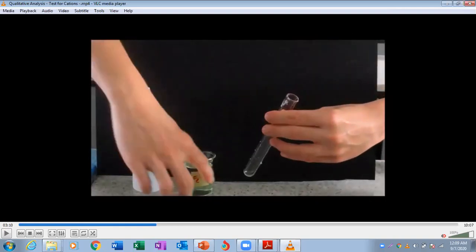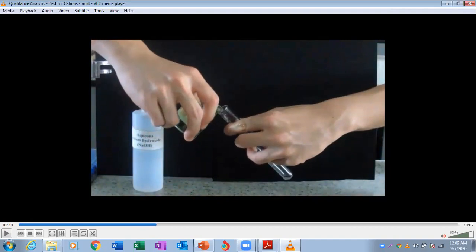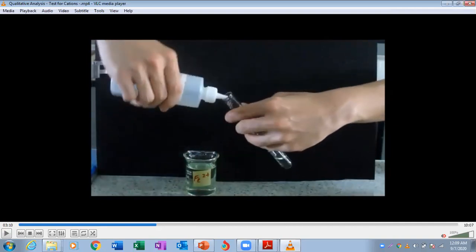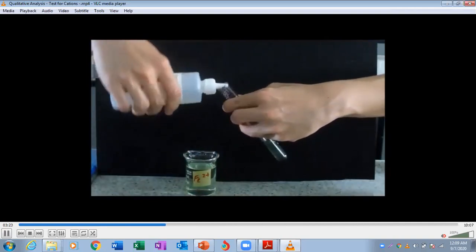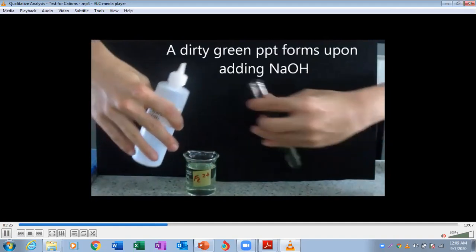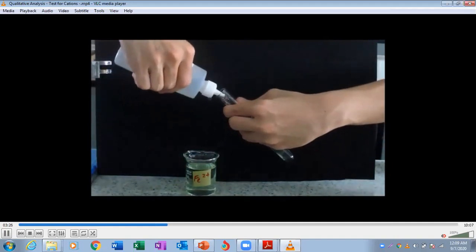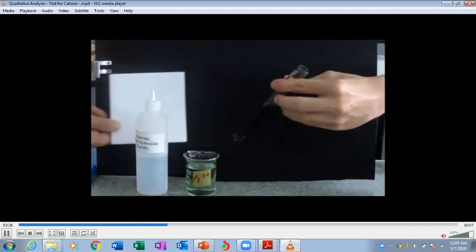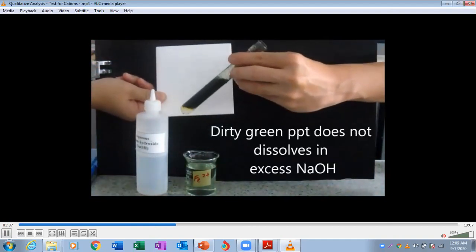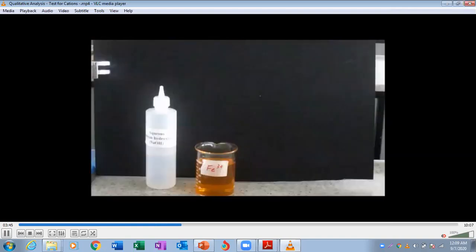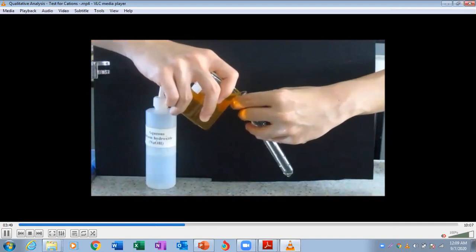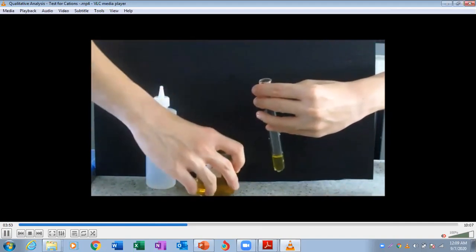Now iron 2 positive. This is the iron 2 positive solution. On adding sodium hydroxide, the dirty green precipitate of iron 2 positive will be formed. On adding some more sodium hydroxide, still the dirty green precipitates are there. Like this is iron 3 positive, the rusty solution, yellowish brown color.